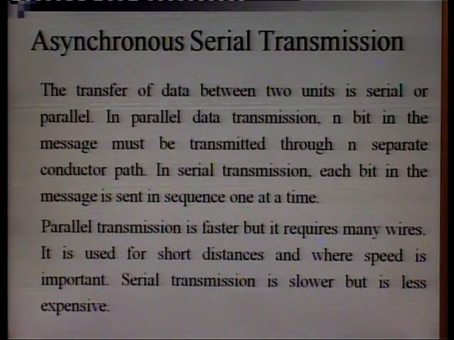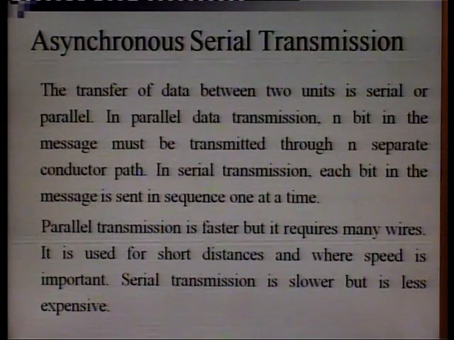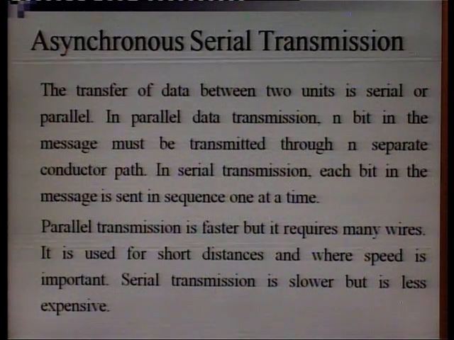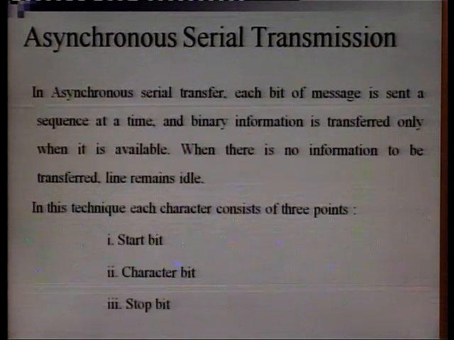So the transfer of data between the two units is serial or parallel. In parallel data transmission, the n number of bit messages must be transmitted through n separate conductor paths. But in the case of serial transmission, each bit in the message is sent in sequence, only one at a time. As we know, parallel transmission is fast, but it requires many wires, so it is more expensive, and it is only used for short distances where speed matters. But serial transmission is slower, but it is less expensive in comparison to parallel transmission.